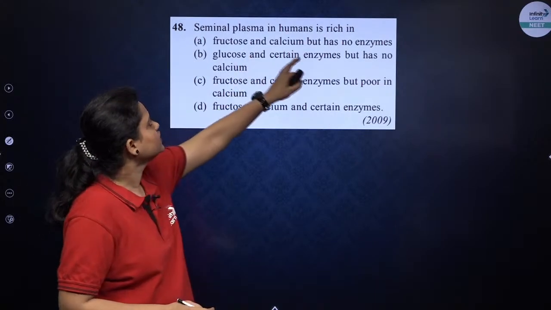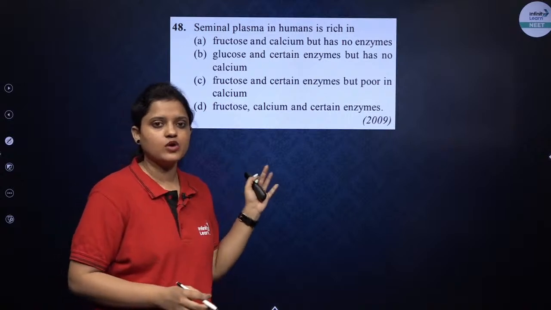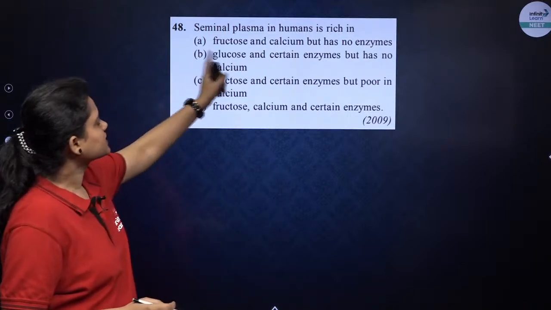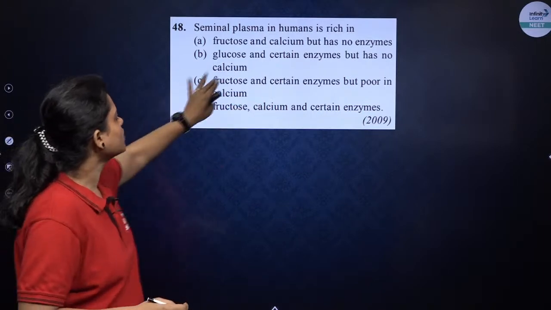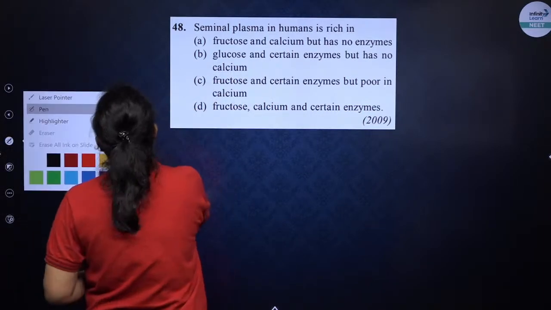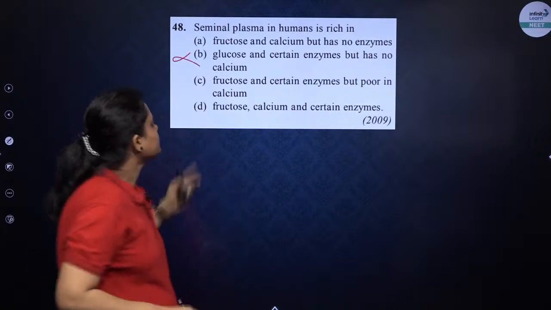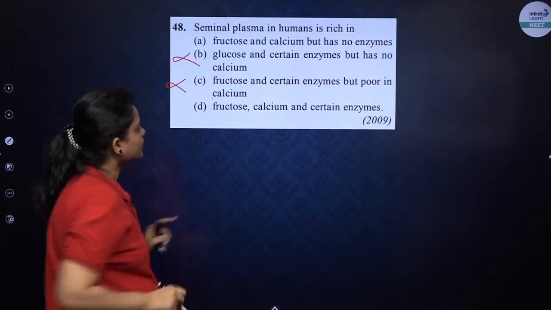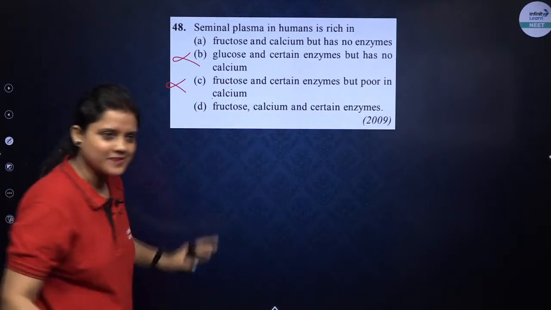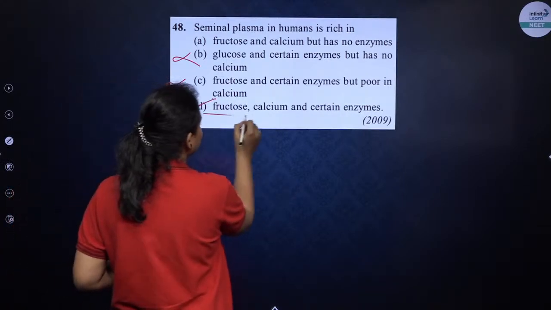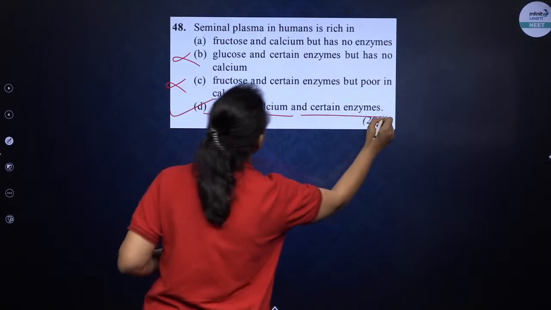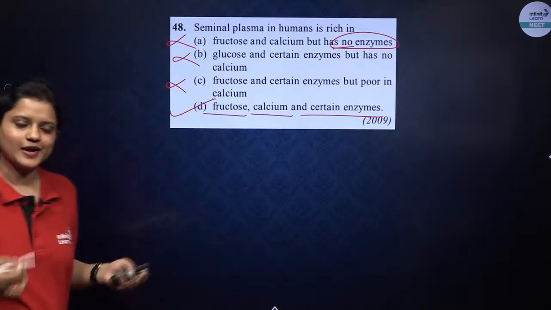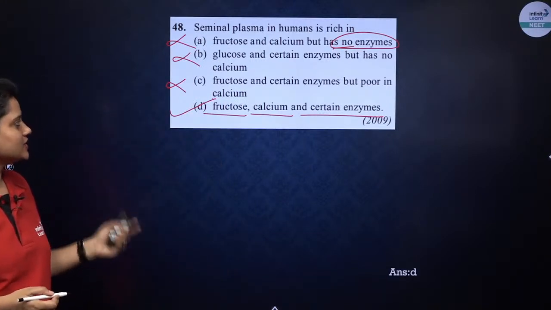Seminal plasma in human is rich in. They are talking about seminal plasma released from seminal vesicle. Fructose, calcium but no enzyme. Glucose, glucose तो होगा नहीं. Not glucose. Fructose, certain enzymes but poor in calcium. No. Fructose, calcium and certain enzymes. Yes, correct option will be D. Fructose भी होगा, calcium भी होगा, enzymes भी होगा. यहाँ पे no enzymes लिखा था, that's why it is also wrong. अभी डिस्कस किया, so the correct option here will be D.